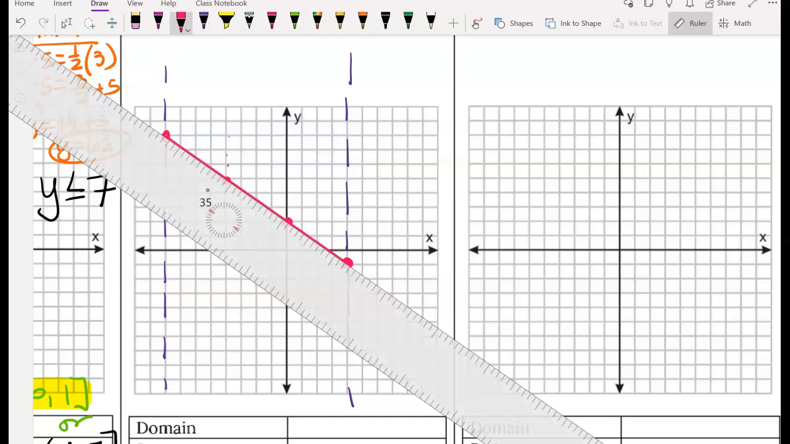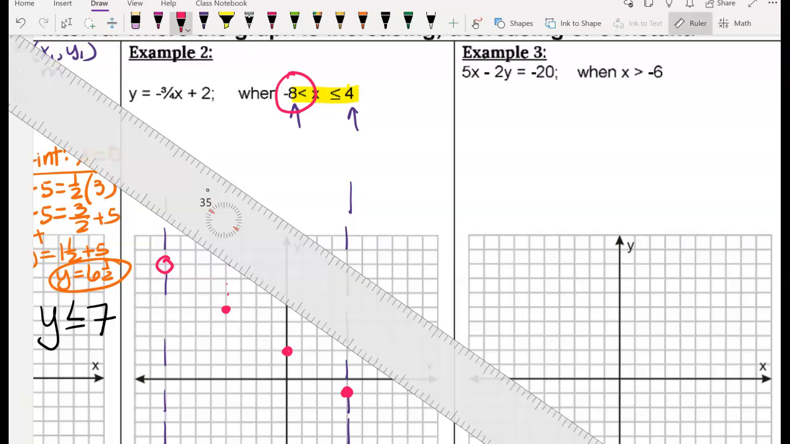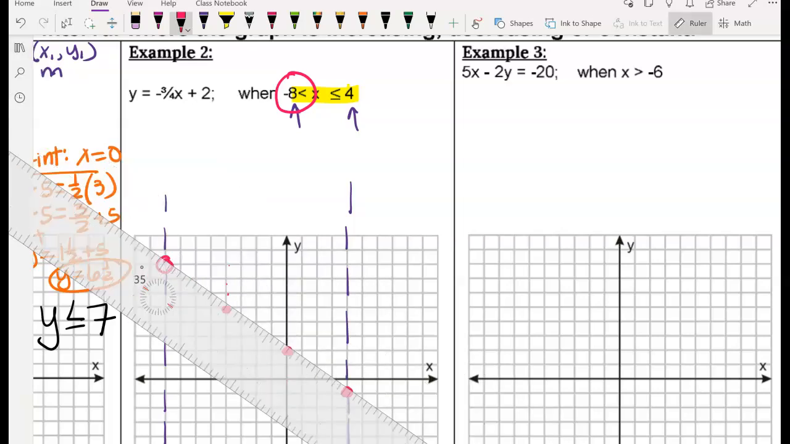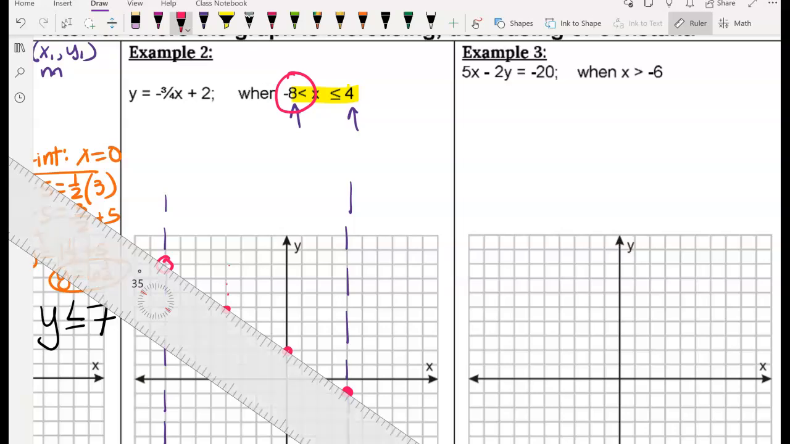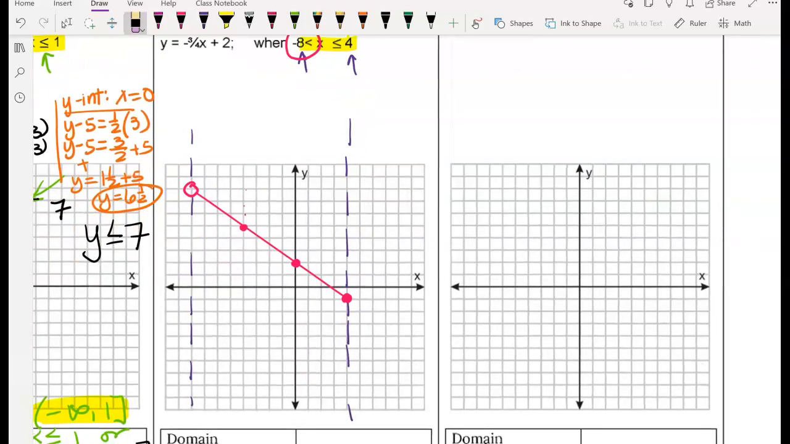Then we have to check to see if we have closed circles or open circles. At negative 8, it is going to be an open circle. So erase my whole line. That's okay. I'm just going to go back, use my ruler, and connect these. Technology, right? It's amazing. So that's how I am graphing this one. This is a segment. I'm now going to erase this stuff because this is not supposed to be part of the graph.